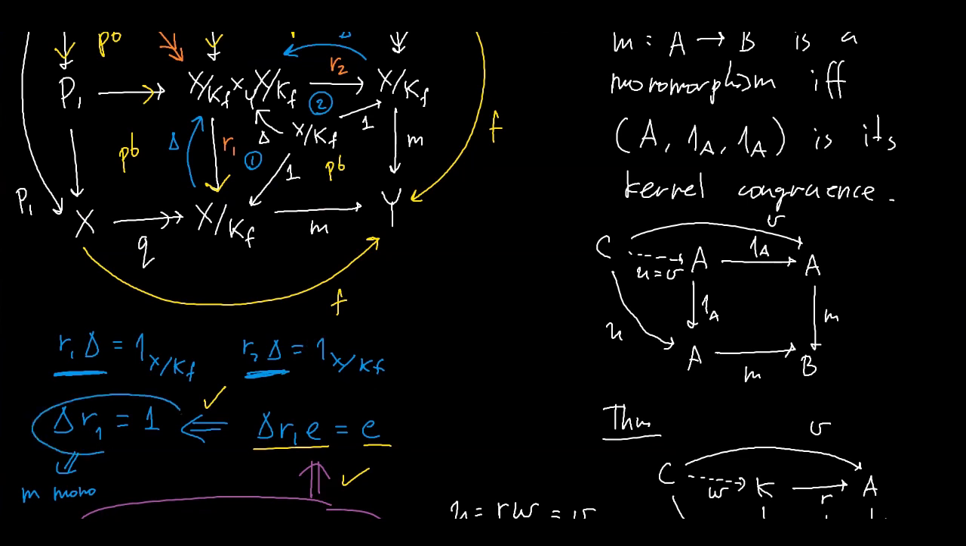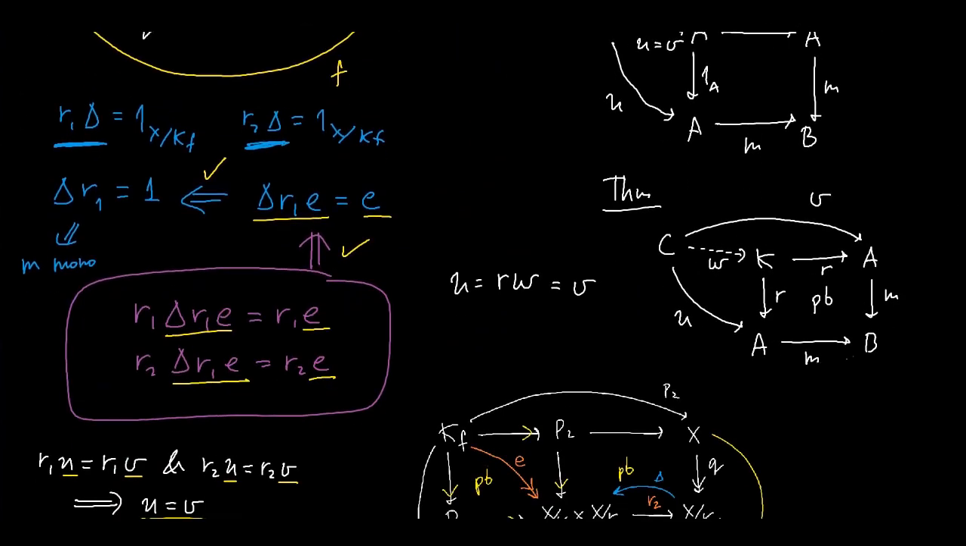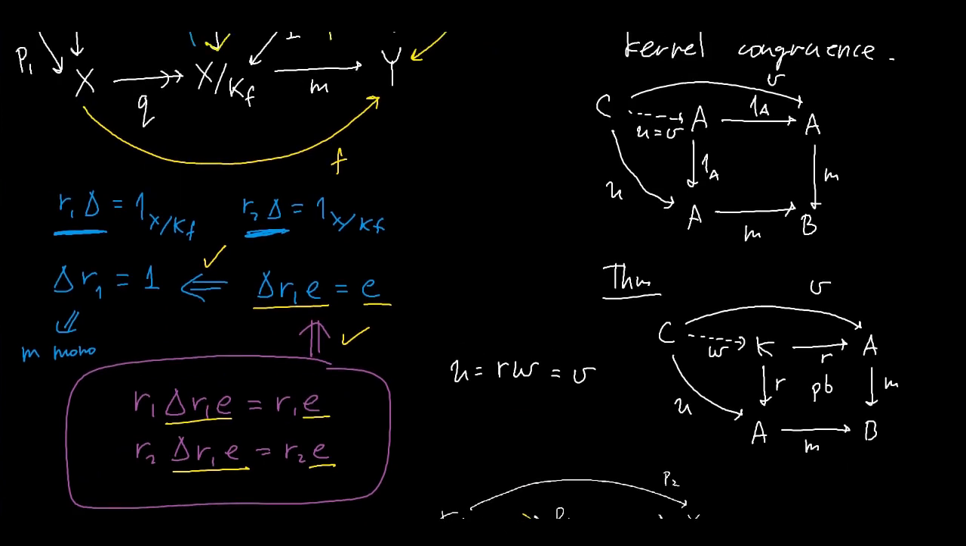If I can prove that this is also true, delta composed with R1 is equal to identity, then delta and R1 will be isomorphisms that are inverses of each other. And R2 is another inverse. It's one-sided, but it's okay. When delta is an isomorphism, a one-sided inverse is the two-sided inverse. And R2 being another inverse, that will make R2 and R1 equal to each other. But if R1 and R2 are equal to each other, by what we discussed here, then M will be a monomorphism. Are you happy with that? Yes, sir.